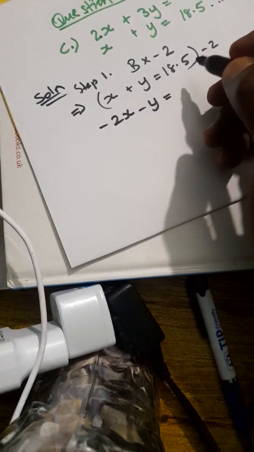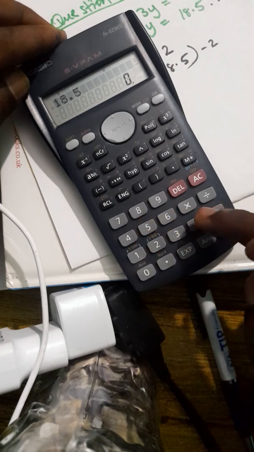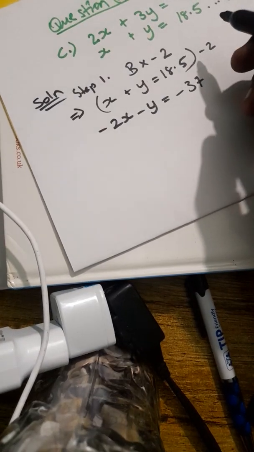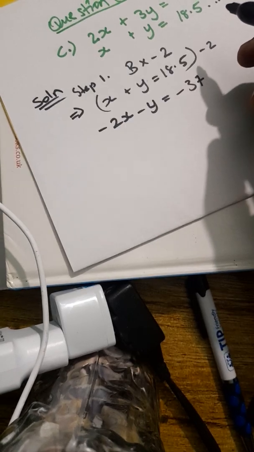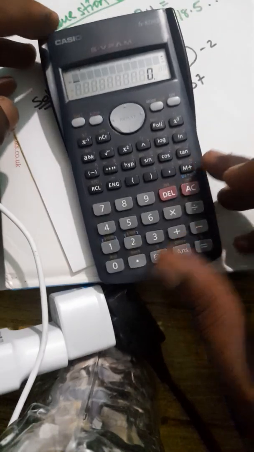Right? And negative 2 times 18.5 is what? Let us see now. 18.5 times 2 is 37. You see that? It would be negative 37. So don't be afraid of decimals. You better change the decimal right away. You understand?